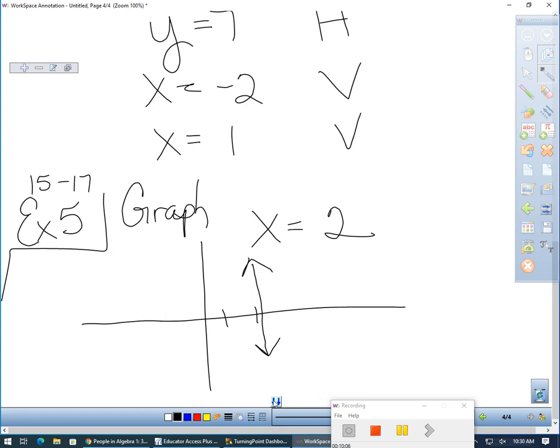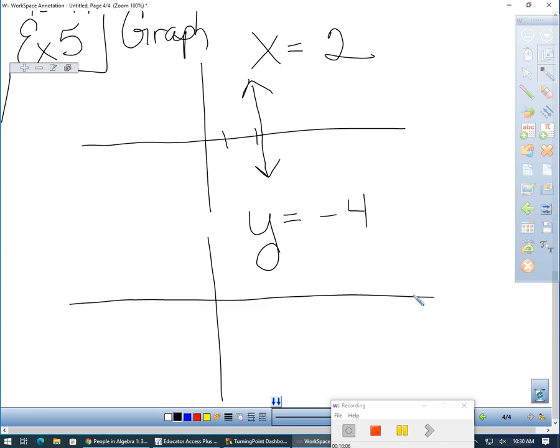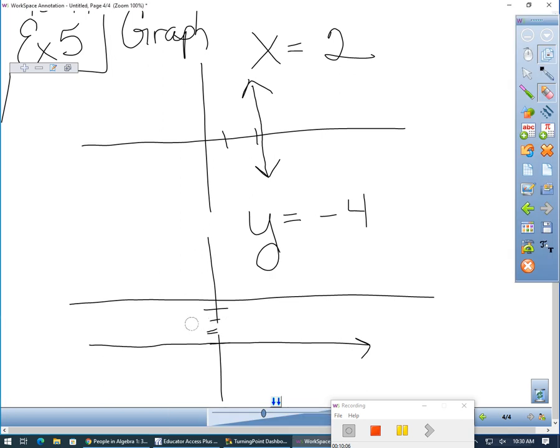That's it. What if I had y equals -4? That's a horizontal line through -4. So we go -4 on the y-axis. You have to draw a horizontal line through -4. I'm kind of sloppy here, but they shouldn't, but okay. So do we have any question on those? Probably because you're going to be rushing through it, right?